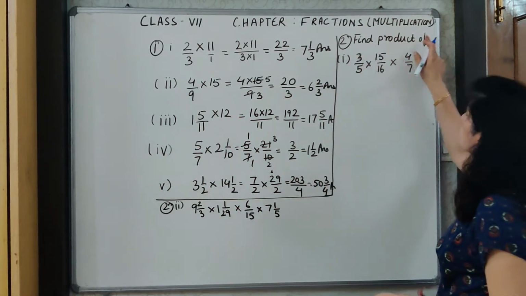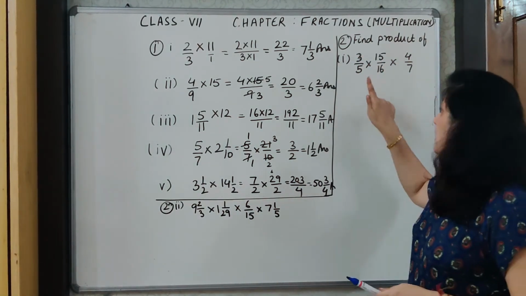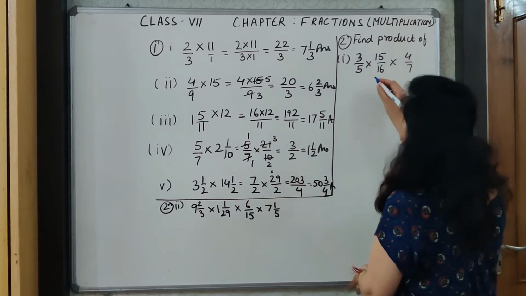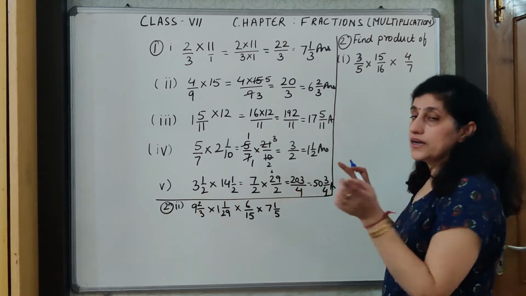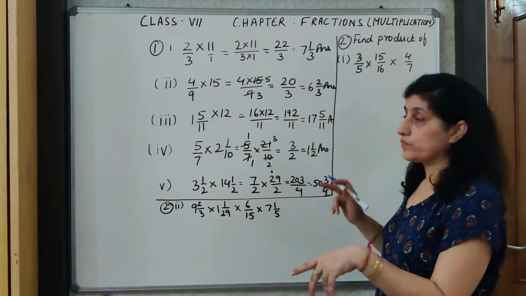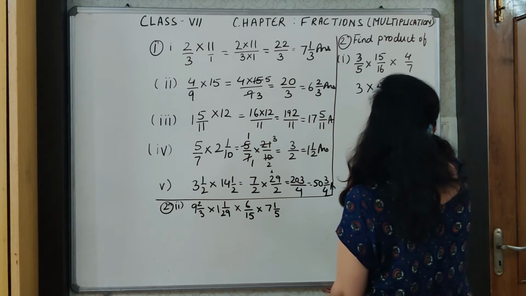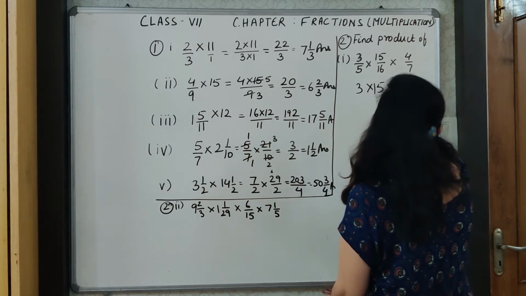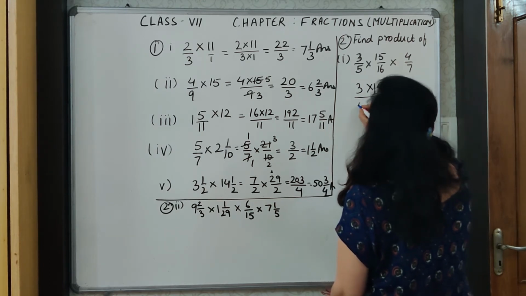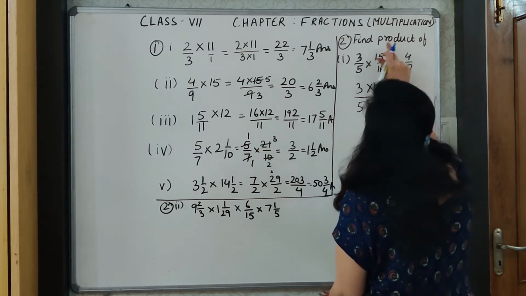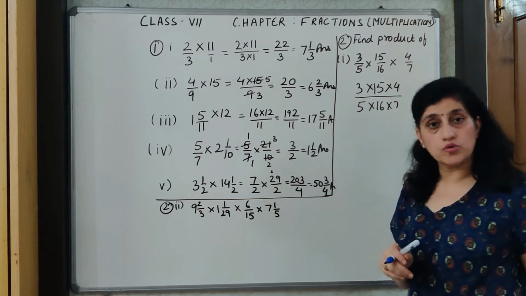The question says find the product of. I have 3 fractions here multiplied and these 3 fractions can be written with a single bar also. This is not compulsory to write. If you find that doing it like this becomes easier, then we can continue like this, and if you think that directly you can do the cutting, you can do like that also.